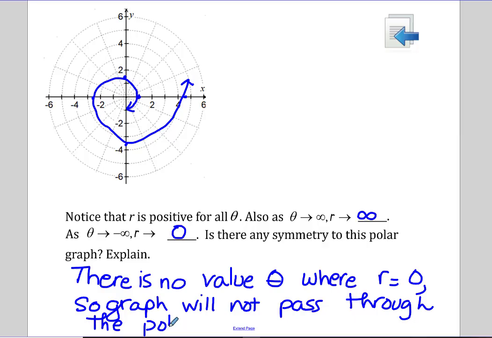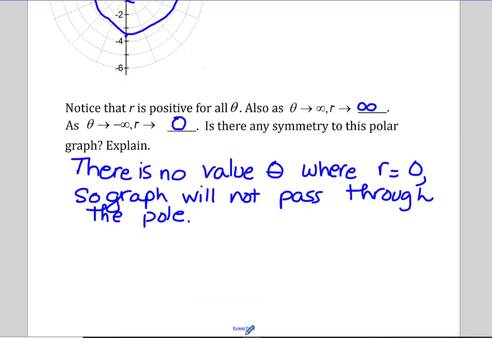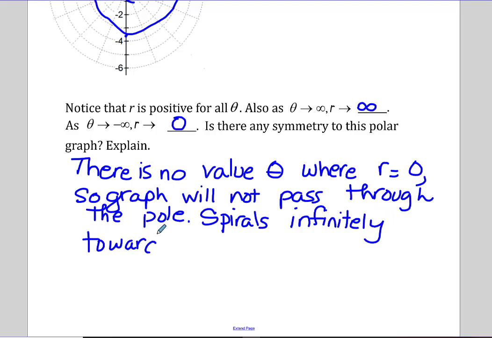And we could say spirals. It spirals infinitely toward the pole and away from the pole. So the graph spirals infinitely toward the pole and away from the pole.